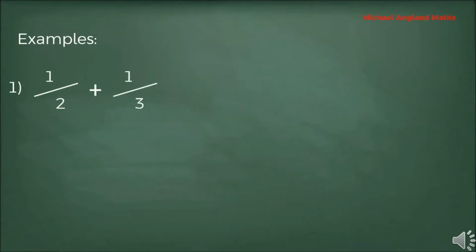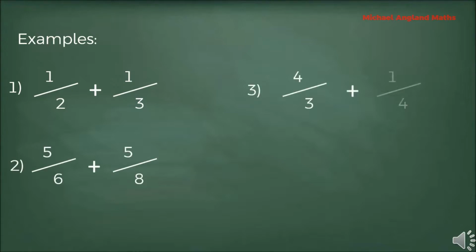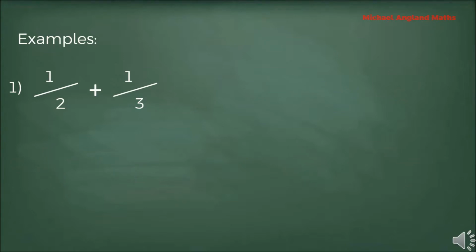Examples. Number 1, 1/2 plus 1/3. Number 2, 5/6 plus 5/8. Number 3, 4/3 plus 1/4. Number 4, 7 over 2 minus 9 over 4. So let's start with number 1.